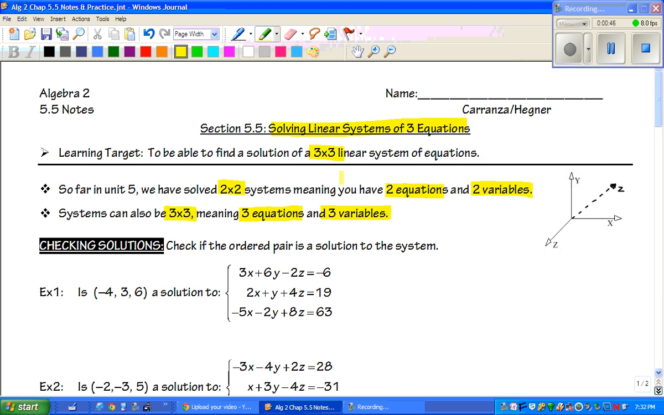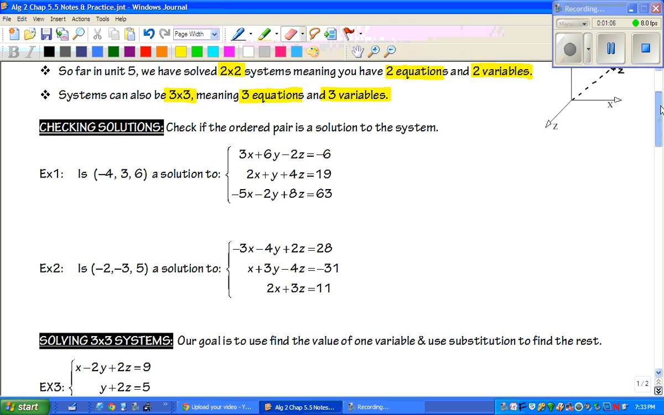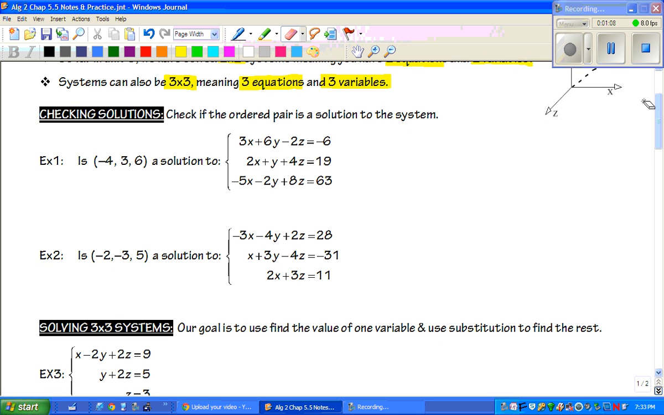Now, I don't have the super cool picture that Ms. Carranza threw up in class, but this little picture over here on the side is kind of giving you a little idea of what it's looking like. Imagine that it's a cube or something and we're trying to find the exact point, or the corner, where those lines meet. Okay? So, let's start with checking solutions.